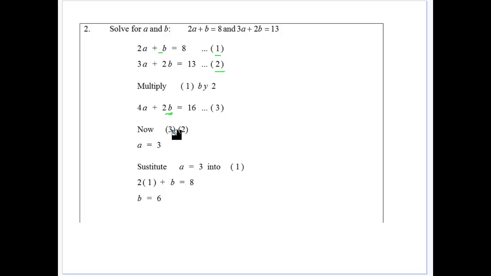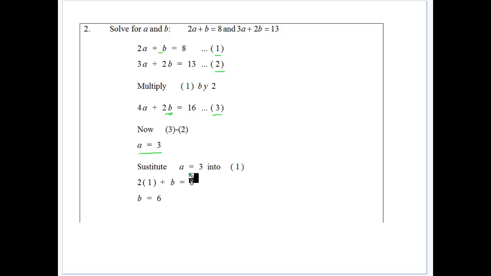Now we're saying equation 3 minus equation 2. So there's 3 and there's 2. So the 4a minus 3a gives us a. 2b minus 2b gives us the 0. 16 minus 13 gives us 3. We're straight to a equals 3. That was pretty easy, and sometimes it works out like that. Sometimes we might have 5a is equal to something, or 2a, or minus 3a. It just depends. But this one worked out nicely.